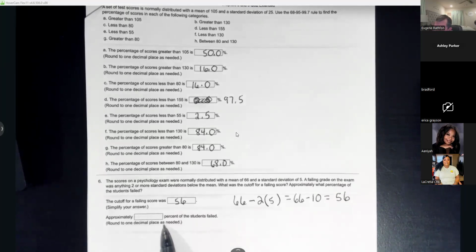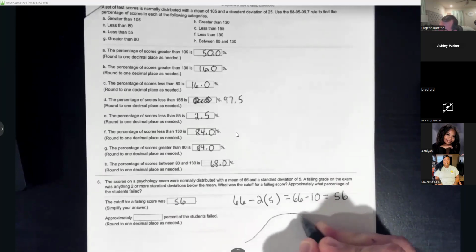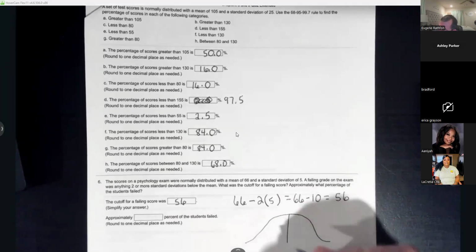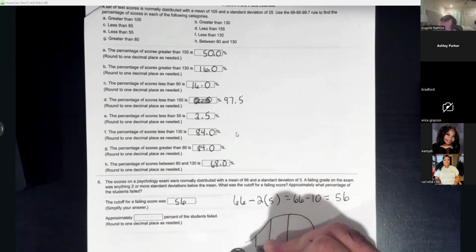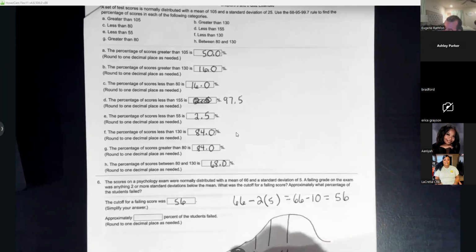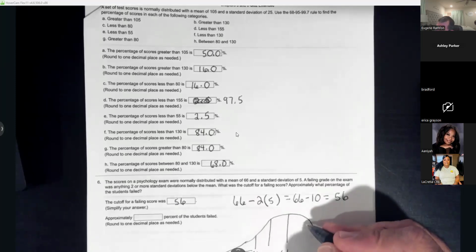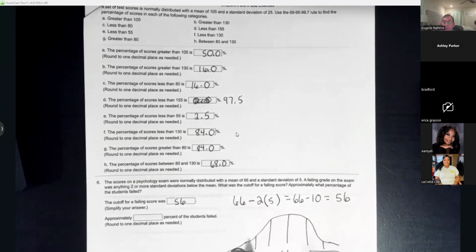And then it says approximately blank percent of the students failed. So y'all, this is going back to that bell curve again. Here's your 66. There's 1 standard deviation, 2 standard deviations. So 2 standard deviations put us at 56. So what we're wanting to figure out is this tail here. And remember, each side has that tail, so you got to sort of split it in two.